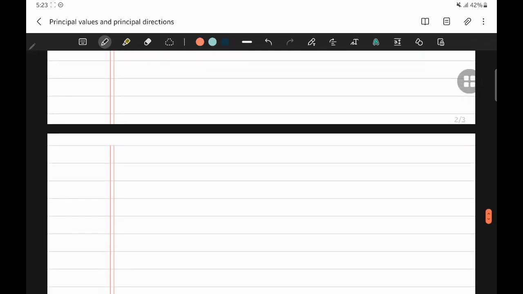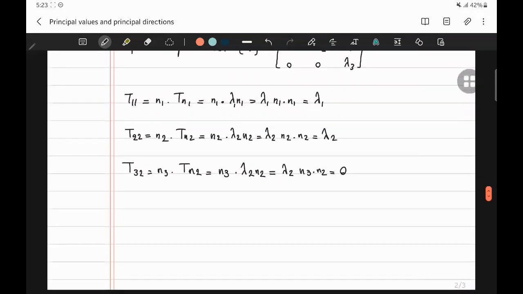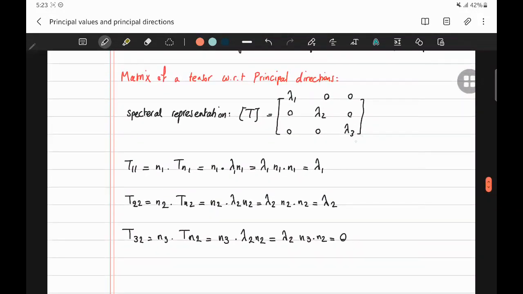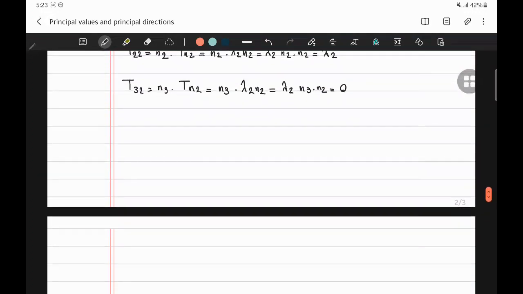Okay, so you can recall this from your strength of materials course, where you had the Mohr circle and the principal stresses, where you had sigma 1, sigma 2, and sigma 3 here. So these were your principal stresses.